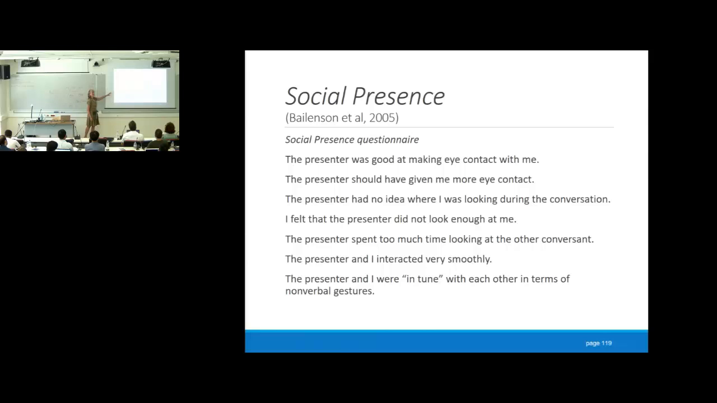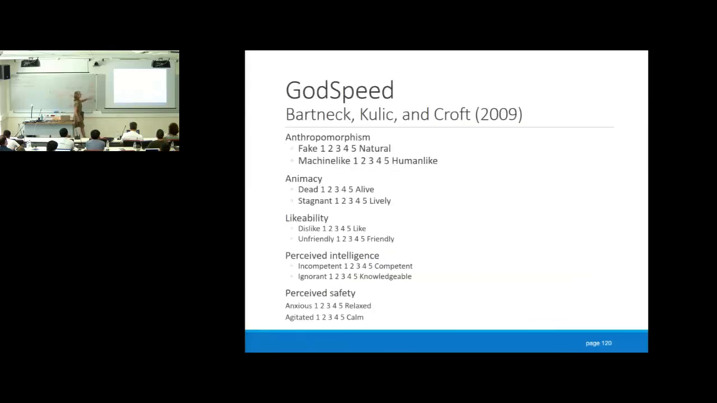I just want to show very rapidly that when we build up questionnaires, we rely most of the time on questionnaires that are becoming quite common. Since you're going to have the slides, I just want to show the social presence questionnaire by Jeremy Bailenson and colleagues. And Godspeed, which is used to annotate robots and which we use for virtual agents, on anthropomorphism, animacy, likability, perceived intelligence and perceived safety. There are quite a lot of questions, and it has been translated into different languages, so it's quite nice.